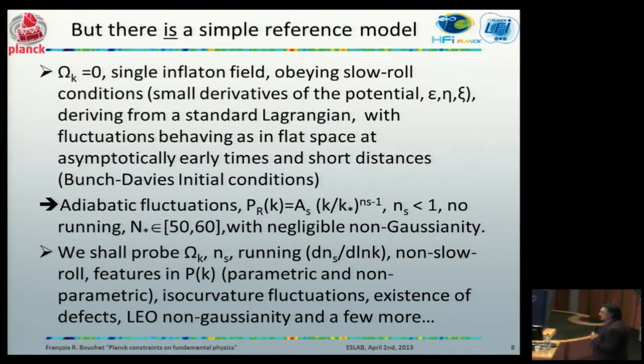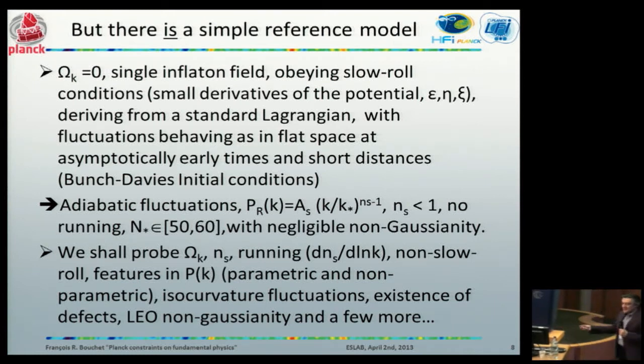When you put all of this together, you expect essentially one mode, adiabatic fluctuations, where all the various components fluctuate together. The initial power spectrum, which gives rise to the 2-point function, is described by a single power law with a spectral index smaller than 1, no running, a number of e-folds till the end of inflation between 50 and 60, and negligible non-Gaussianity.